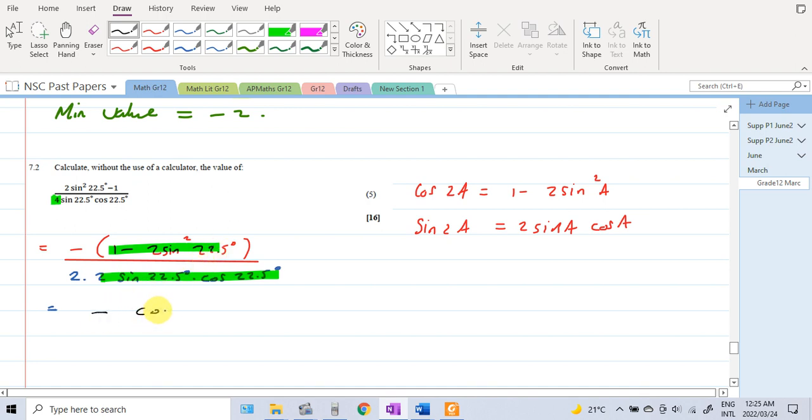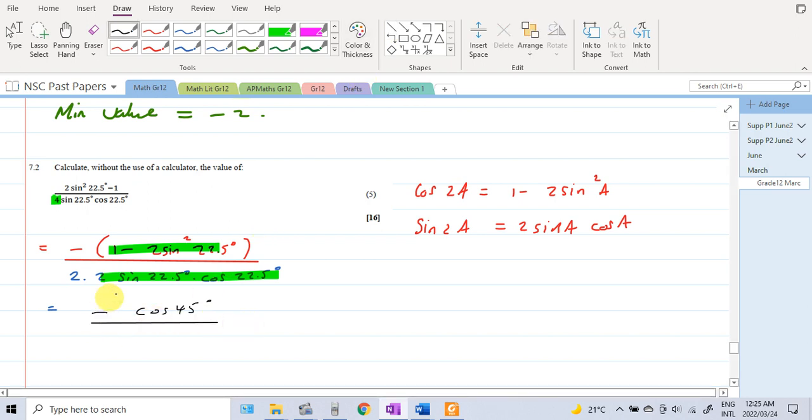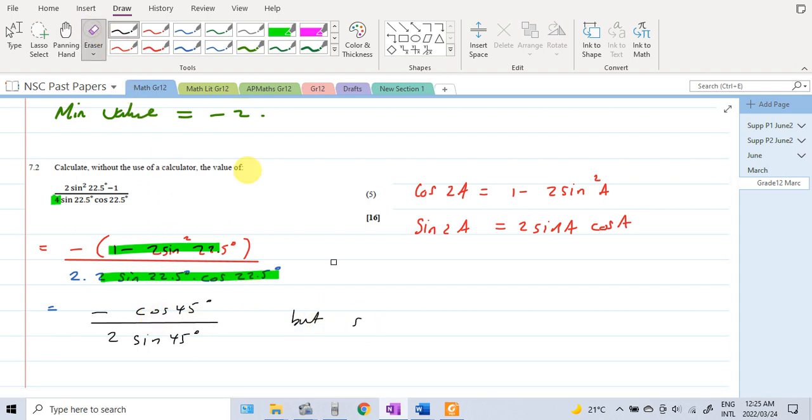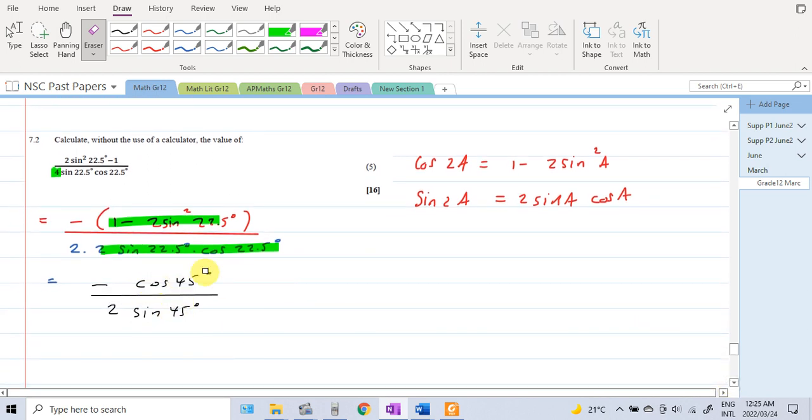divided by 2 times all of this sine 45 degrees. But remember, cos of 45 and sine 45, those are special angles. We can also cancel out the cos. You can change the cos 45 into sine 45 because of co-ratios, but let's just substitute the special angle. They said without the use of a calculator, so we should be using 1 over root 2 over 2 times 1 over root 2, right? And you should be able to cancel them out like this and get an answer of minus half.